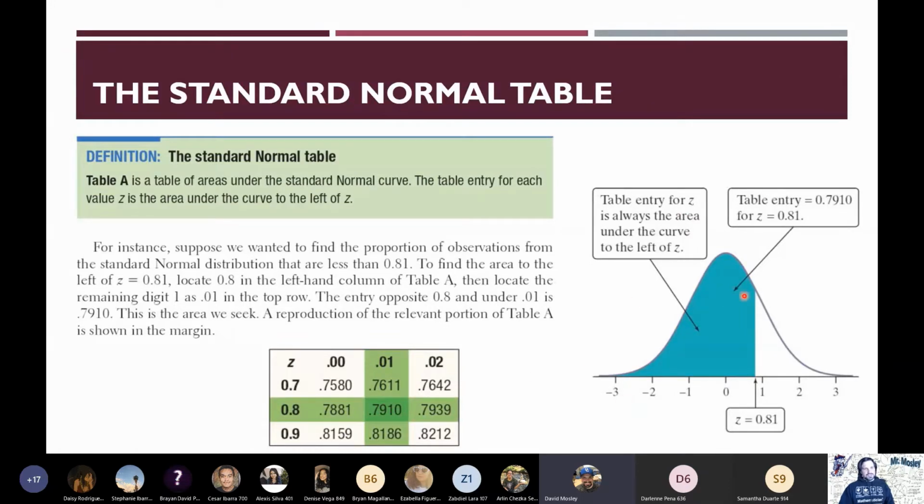We also see this in the picture here. We found 0.81. The value from table A tells me the proportion. That's the shaded area. So essentially 79.1% of the observations are less than 0.81 standard deviations. So that's kind of how we use this.